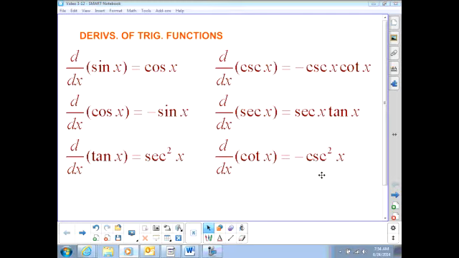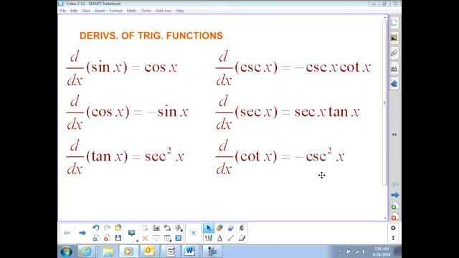All right, so to start out, just a little bit of review of the trig derivatives. The two main ones you have to know: the derivative of sine is cos, and the derivative of cos is negative sine x. Tan x we'll see pretty frequently. Derivative of tan x is secant squared x.